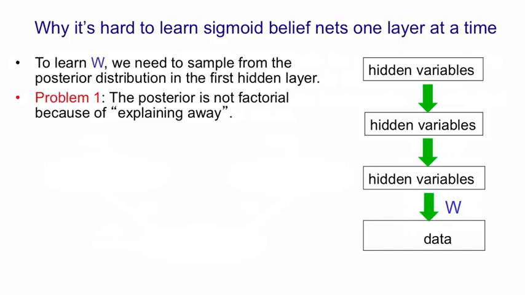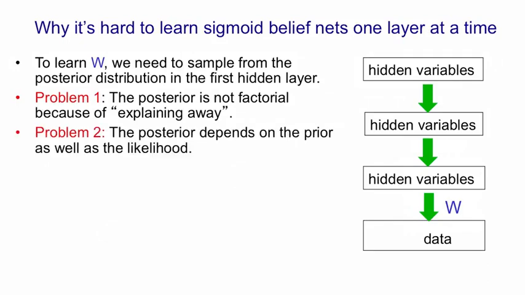First of all, the posterior distribution over the first layer of hidden variables is not going to be factorial. They're not independent in the posterior, and that's because of explaining away. So even if we just had that layer of hidden variables, once we've seen the data, they wouldn't be independent of one another. But because we have higher layers of hidden variables, they're not even independent in the prior. Those hidden variables in the layers above create a prior, and that prior will itself cause correlations between the hidden variables in the first layer.